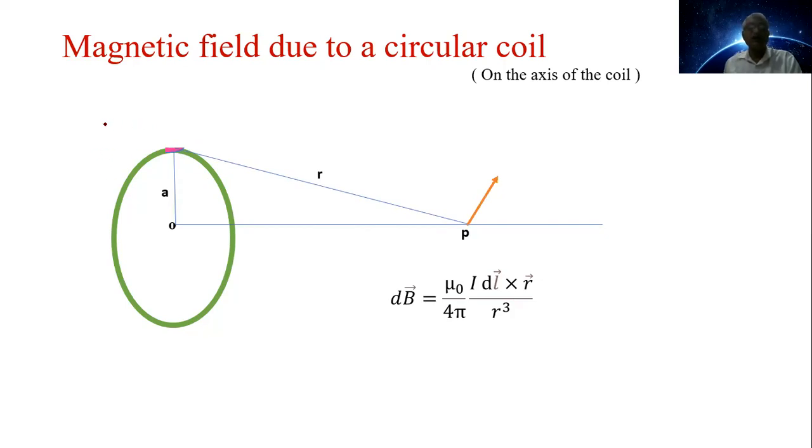Now let I be the current flowing in this circular coil, and that's why this current length element produces magnetic induction at point P. This magnetic induction, suppose dB, that we considered here, is to be dB here.